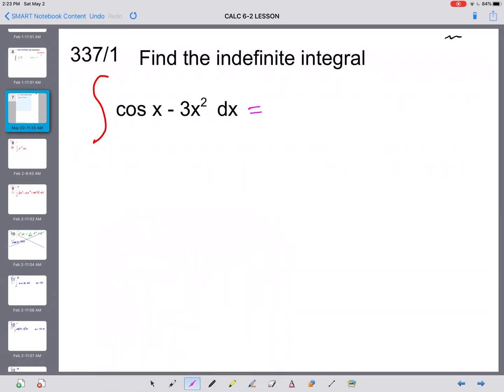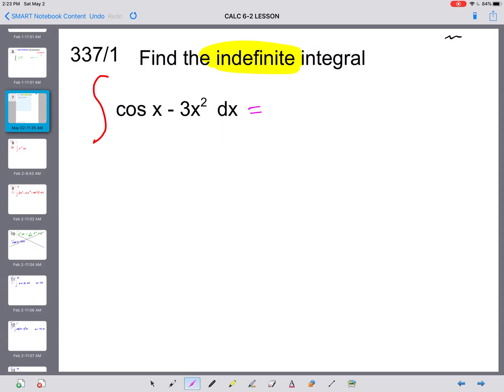Notice we've got an indefinite integral, no limits. There are no limits, so what do we have to put on this one? For any indefinite integral, what do we have to put? When we do the antiderivative, we also have to put the plus c. Okay, let's just do the antiderivative.